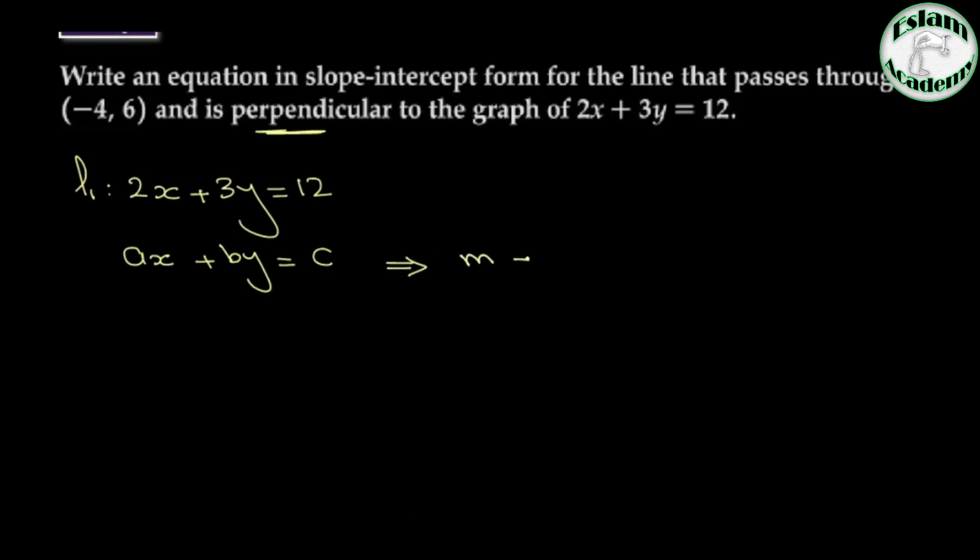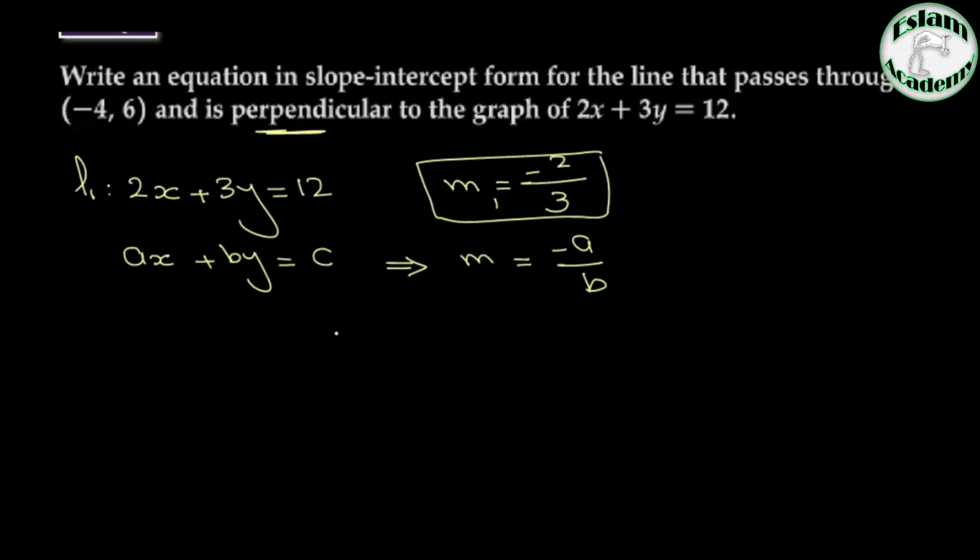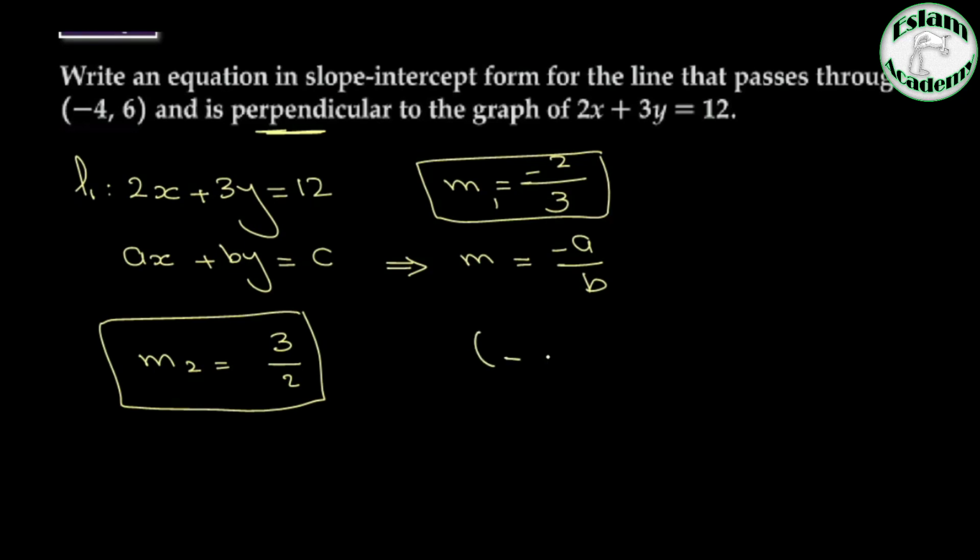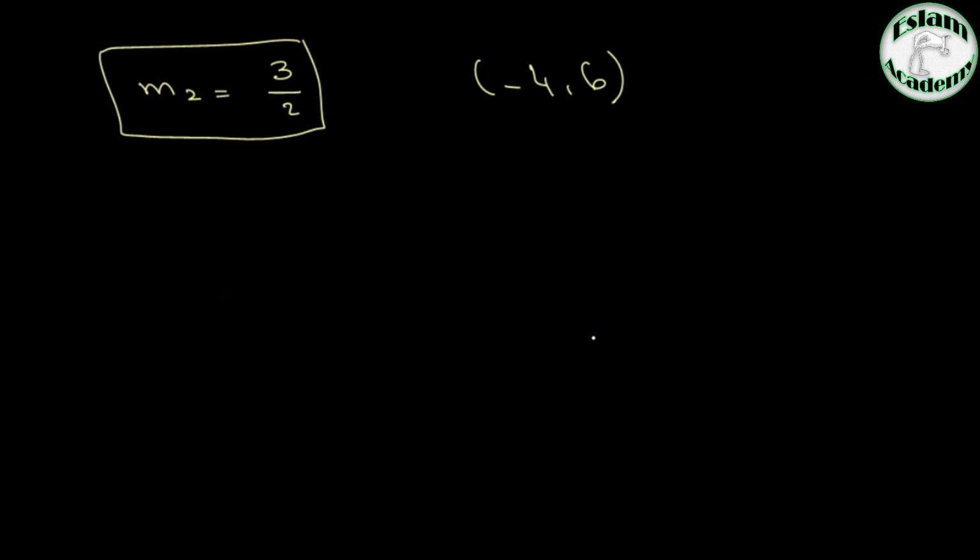To find the slope in standard form, it will be negative a over b. So the slope will be negative 2 over 3. That is the first slope. Because the two lines are perpendicular, the first one is negative, the second will be positive. The first one is 2 over 3, the second will be 3 over 2. So we have the slope of the second line, and this line is passing through the point negative 4, 6. Now we can write the equation.